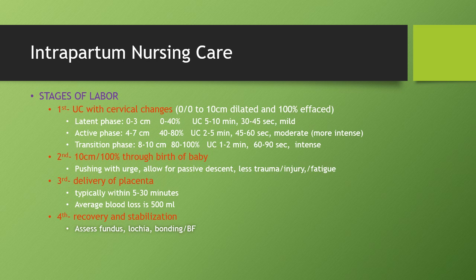Labor is divided into 4 stages, and then the first stage is further divided into 3 phases. We assess and monitor the laboring mother's vital signs, her response to labor and pain, the fetal heart rate and uterine contractions through external fetal monitoring with the TOCO, cervical changes, fetal positioning, and descent and station. The maternal diet depends on the stage and the speed of the progression, and activity promotes fetal descent.